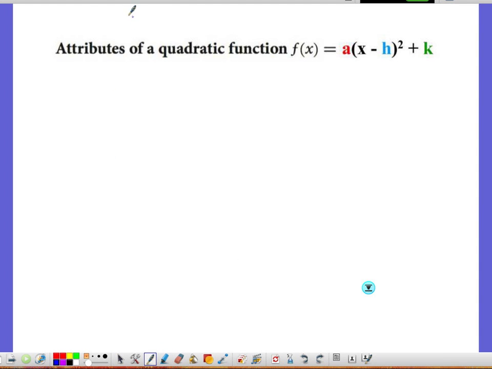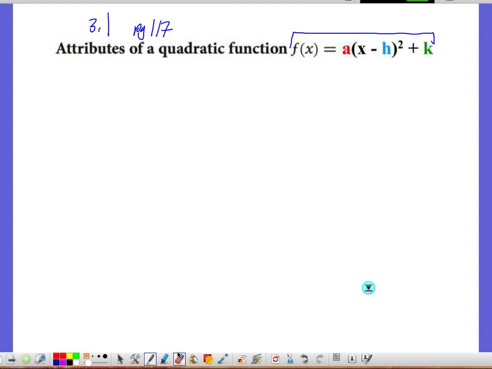Hello, this video is on section 3.1, beginning on page 117. We are going to be talking about quadratic functions in vertex form. Now, here's the vertex form of a quadratic function. f(x) = a(x - h)^2 + k.